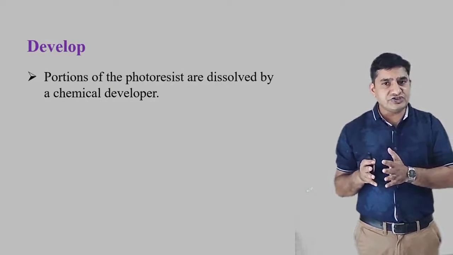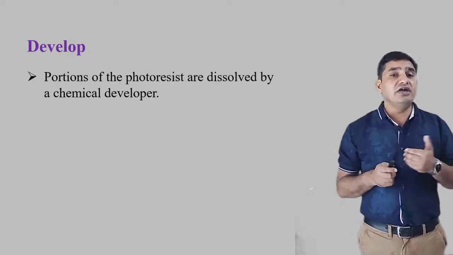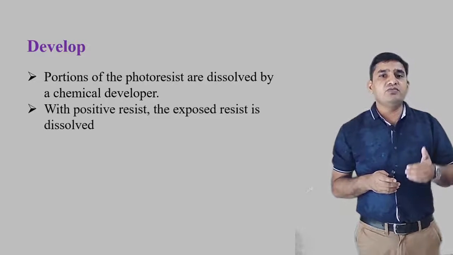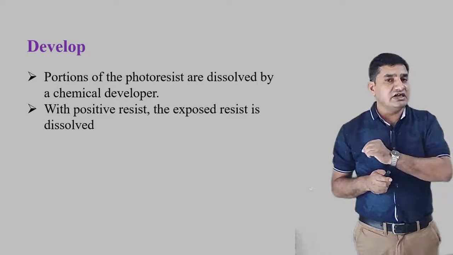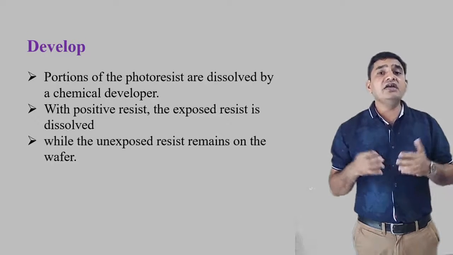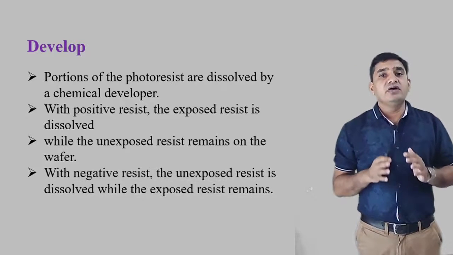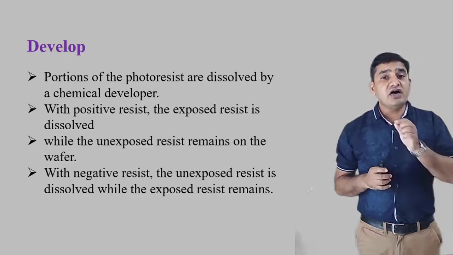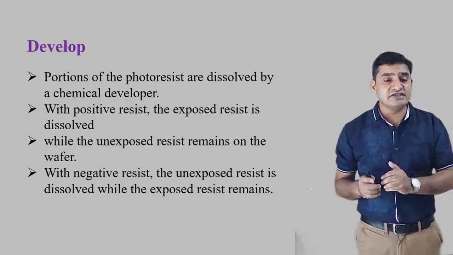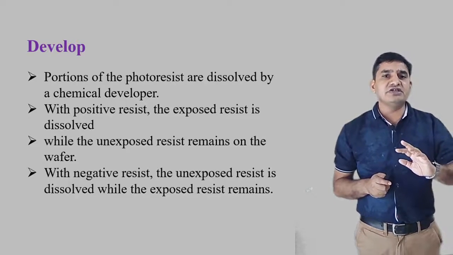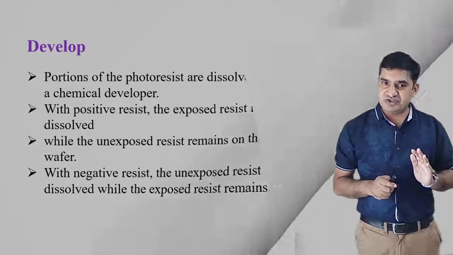Now the developer step: portions of the photoresist are dissolved by a chemical developer. With a positive photoresist, the exposed resist is dissolved, while the unexposed resist remains on the wafer. With a negative photoresist, the unexposed resist is dissolved while the exposed resist remains. So positive photoresist and negative photoresist are exactly opposite processes.